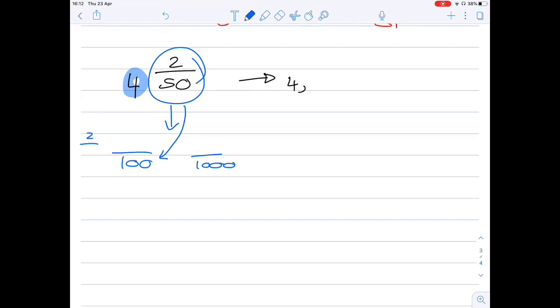What do you do with 2 over 50 to change it to 100? In other words, what do you do from 50 to get to 100? You times by 2. So what you do at the bottom, you do at the top. 2 times 2 is 4. Now you need to remember, I've not changed the value. I've just converted it to an equivalent fraction. With that being said, 4 over 100 is the same as 2 over 50.